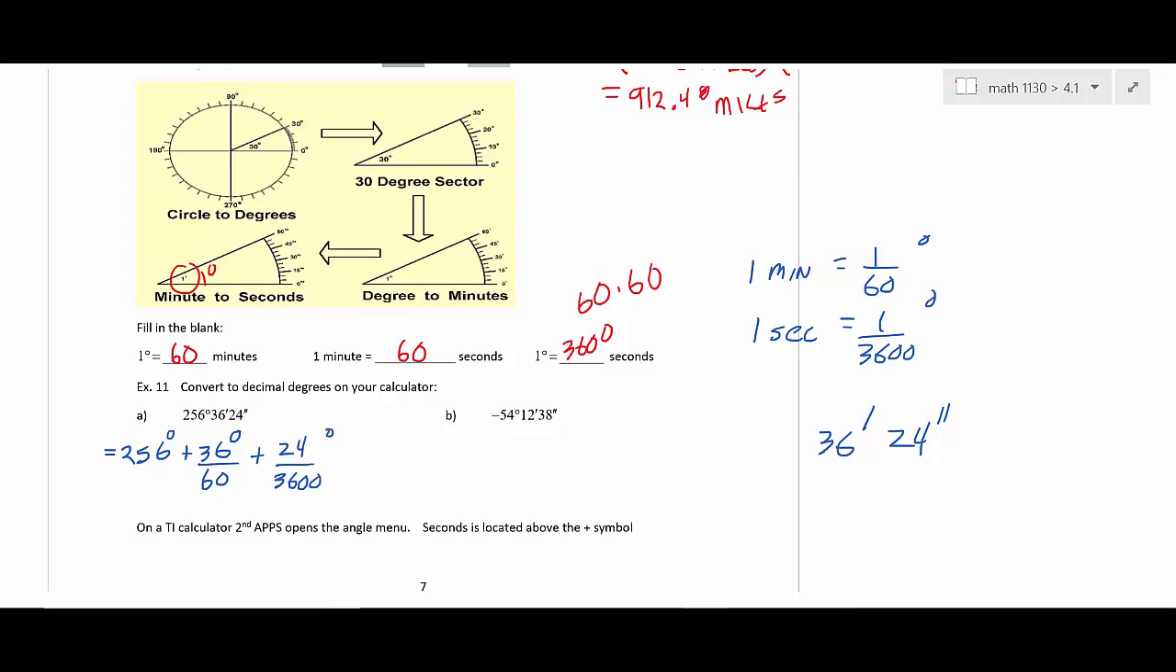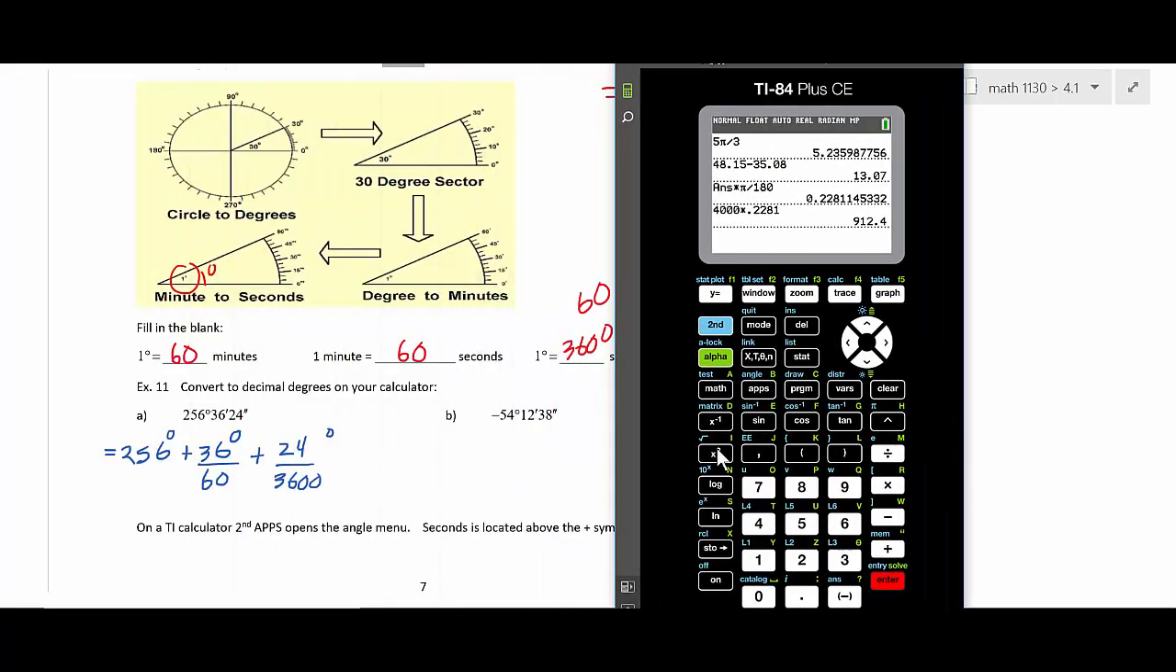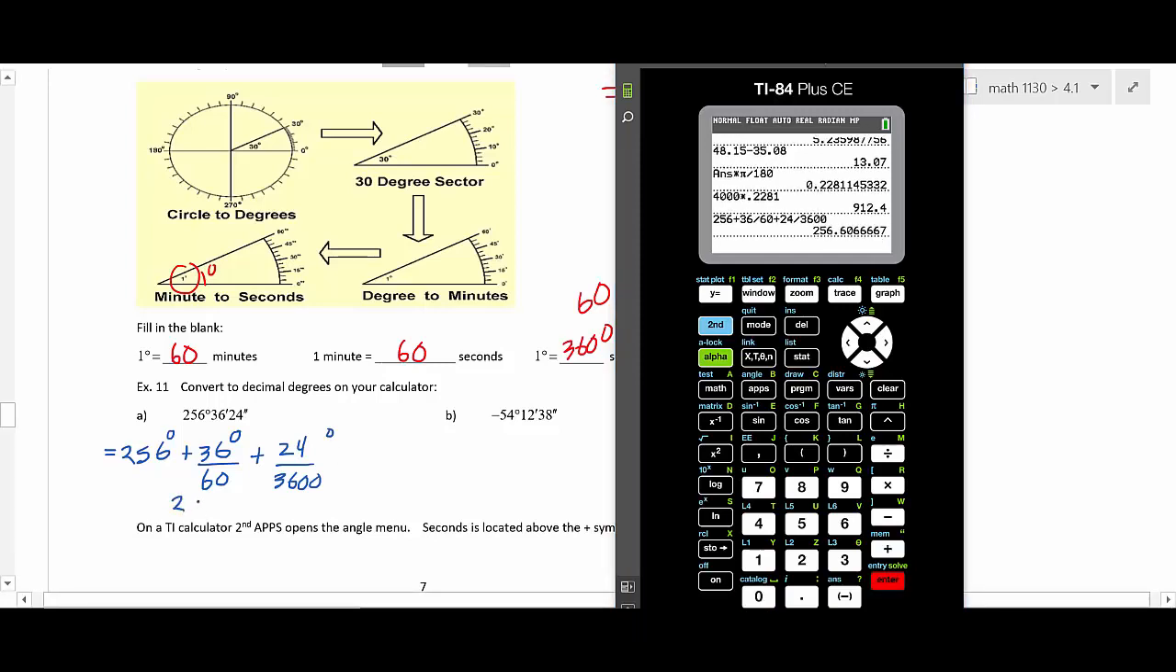Now, from here, you use your calculator. I wouldn't expect you to do this in 2018 any other way. So just get your calculator out and do it in one step. I'll go 256 plus 36 over 60, and finally plus 24 over 3,600. Then we'll round that off, and that changes this to a decimal. So this is approximately 256. Let's just use 2 decimals. I'll round that off to 256.61 degrees.